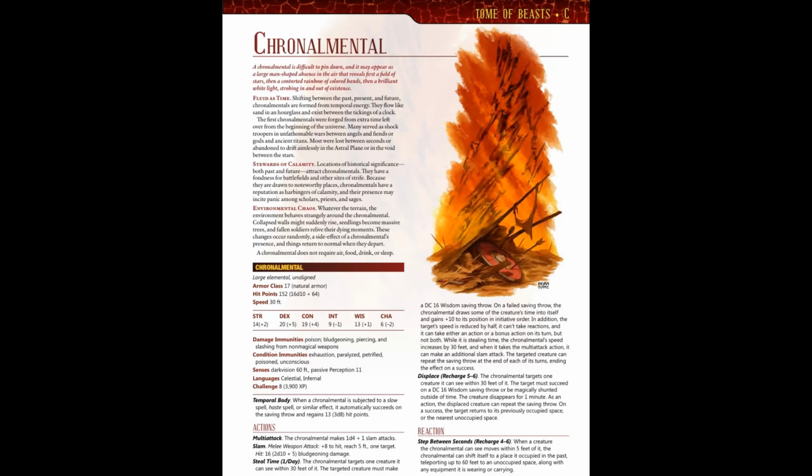Many served as shock troopers in unfathomable wars between angels and fiends, or gods and their ancient titans. Most were lost between seconds or abandoned adrift in the astral plane or the void between the stars. Lovely. Nice of the ancient powers to leave all their nightmare monsters and reality-rending ordnance just lying around the multiverse like unexploded landmines, isn't it?